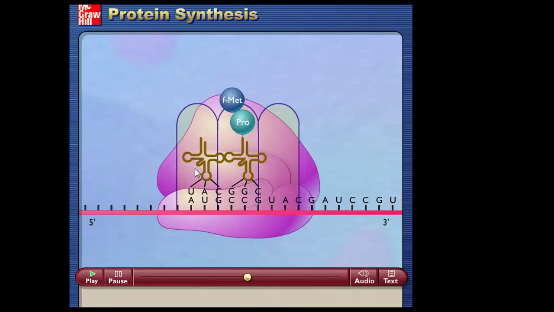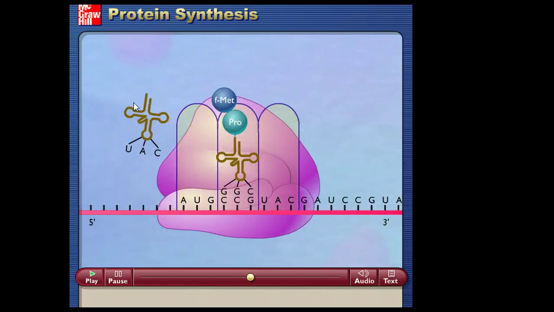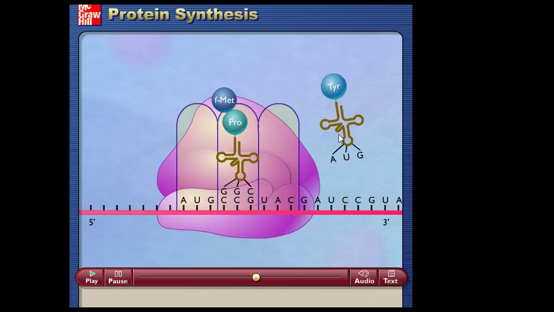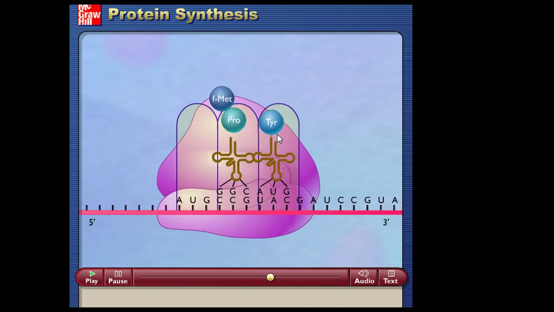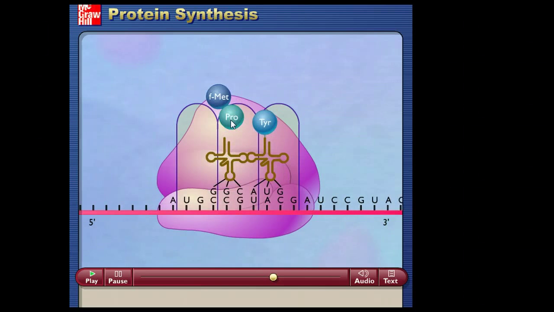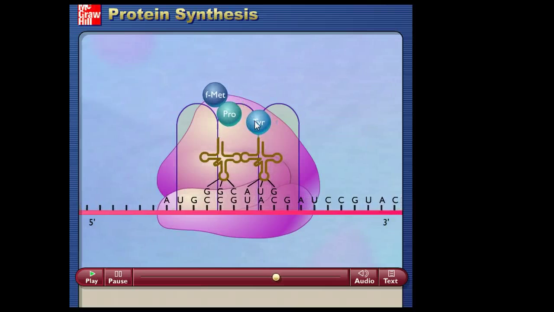So now this lone tRNA is in the E site, or the exit site, and gets rid of it. We've got another tRNA with an anticodon coming in with a new amino acid, and a new peptide bond is going to be added to this tyrosine. So now we've got a sequence of methionine, proline, tyrosine.